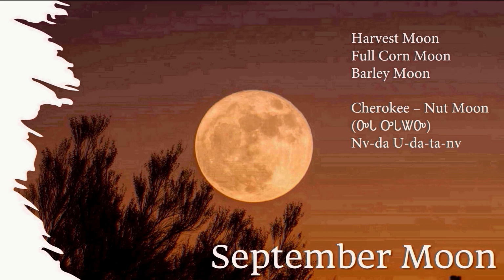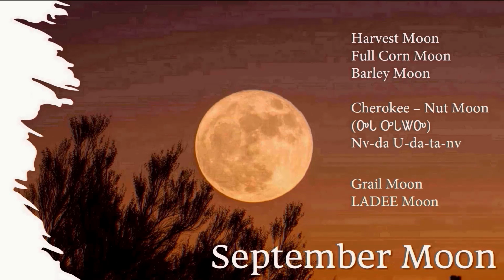The Cherokee named it the nut moon, and some of the newer names are the Grail moon and the Laddie moon, which were named after a couple of spacecraft missions. Why do I include that? To let you see that over the course of times, full moons continue to receive names for the same moon, but they change significantly as the ages or geographic locations changed.